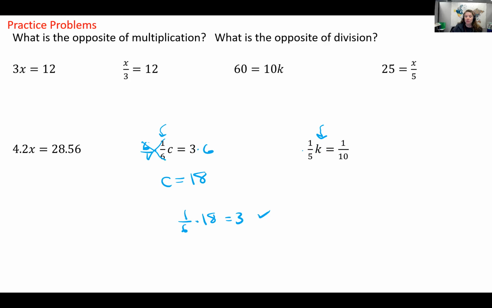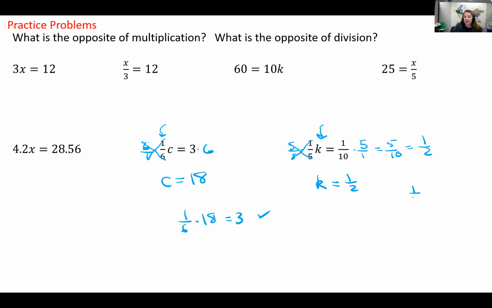So the reciprocal of 1/5 is 5, or 5/1. So we're going to multiply this side of the equation by 5. So these cancel each other out. Bring down our variable. I can multiply straight across. I get 5/10, and I can divide both of those numbers by 5, and I get 1/2.